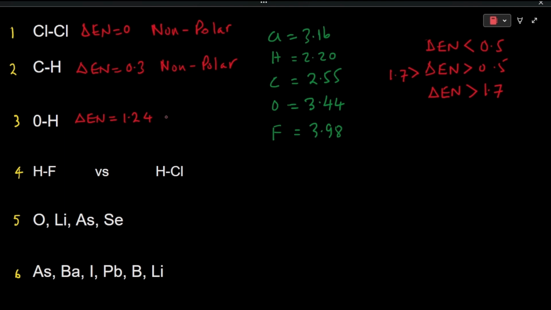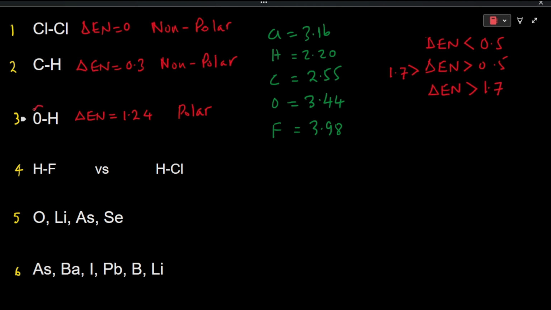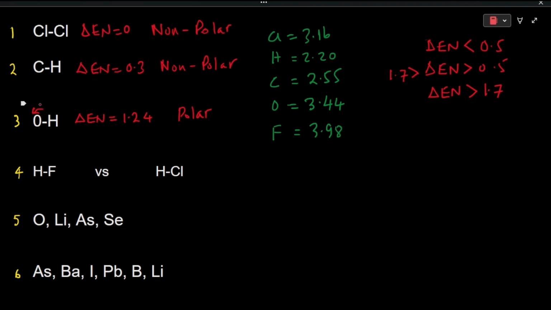Oxygen is 3.44, hydrogen is 2.20, so we have a difference of 1.24, and that makes the hydrogen-oxygen bond a polar covalent bond. And here, what it means is that when oxygen goes into a bond with hydrogen, because of its high electronegativity value compared to hydrogen, the bonding electrons will be attracted more towards the oxygen than towards the hydrogen. And it's going to make the oxygen end of this molecule partially negative and the hydrogen end of this molecule partially positive.